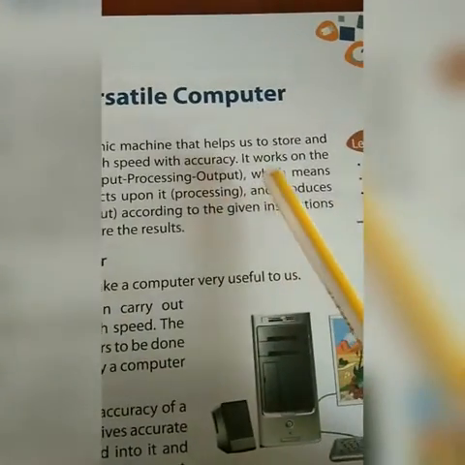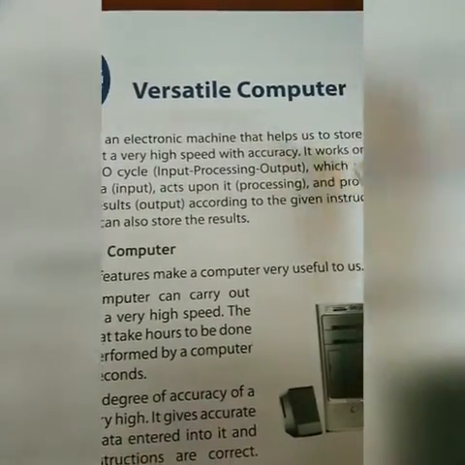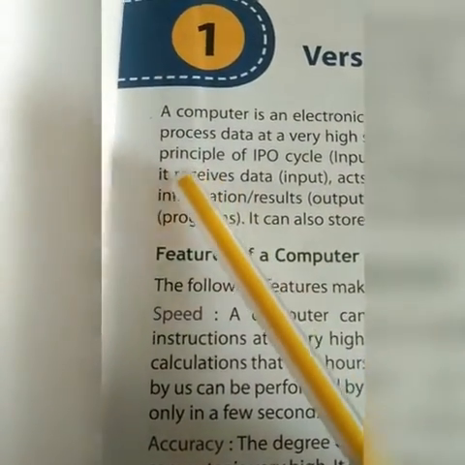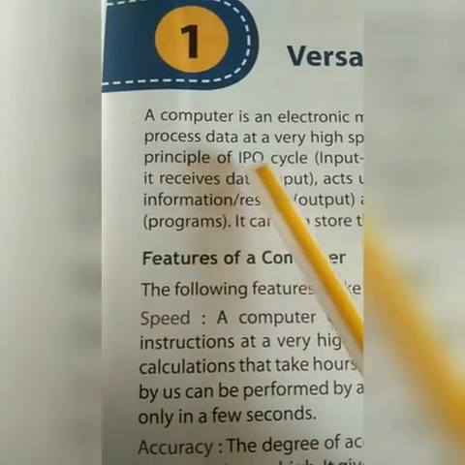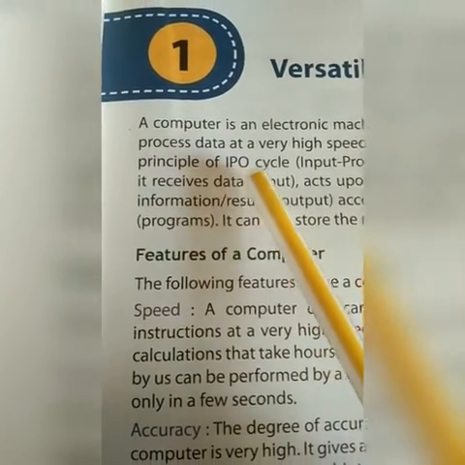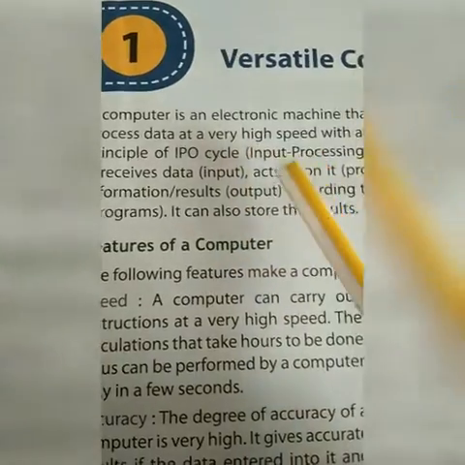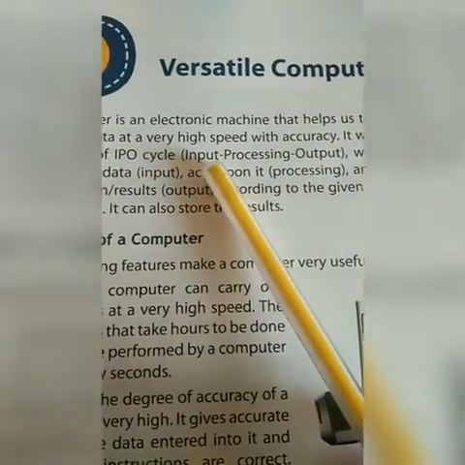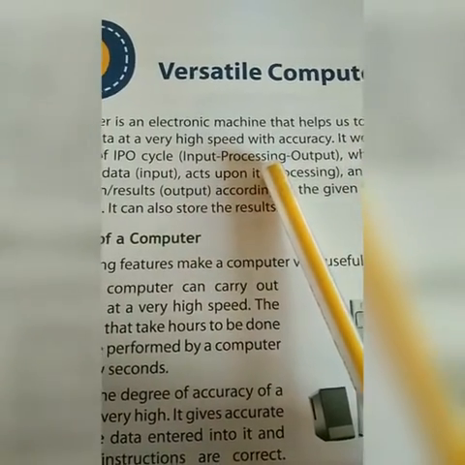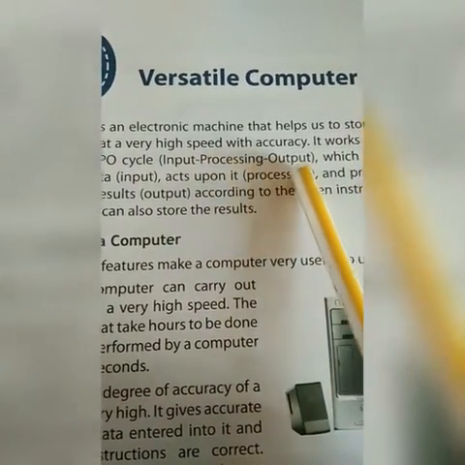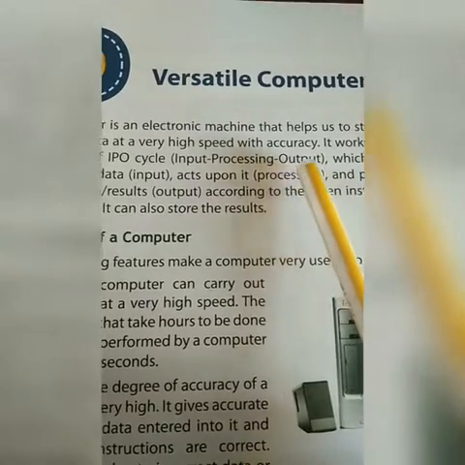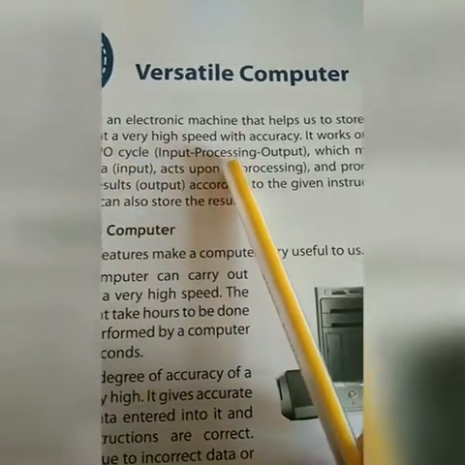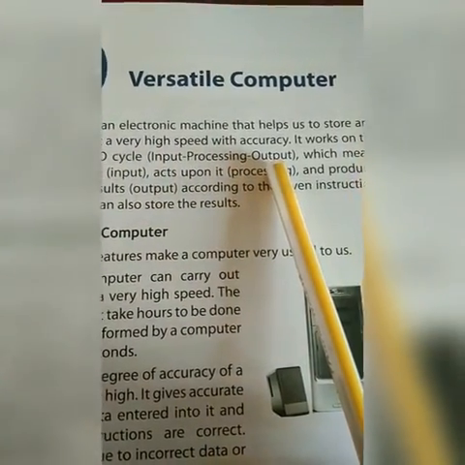Now how does a computer work? It works on the principle of IPO. What is the full form of IPO? Cycle. Here in the bracket it is given: Input, Processing, Output. Input means you use the keyboard. Processing is the CPU, under the CPU the process goes on. Output, you get the result on the screen and you can take out the result with the help of a printer. Keyboard, CPU and monitor.